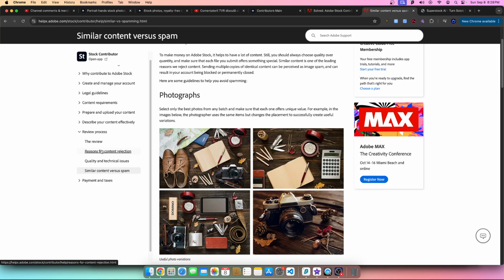There are two kinds of concepts, and both of them fall under the concept of spam. Adobe Stock is currently, and has always been, banning people for spam. But really, what is spam?